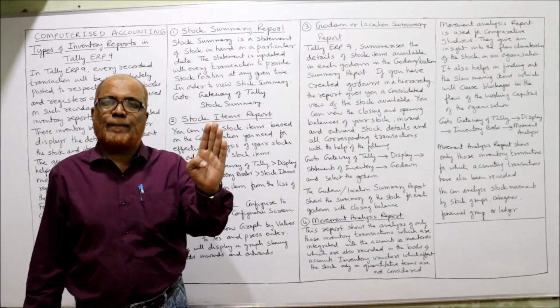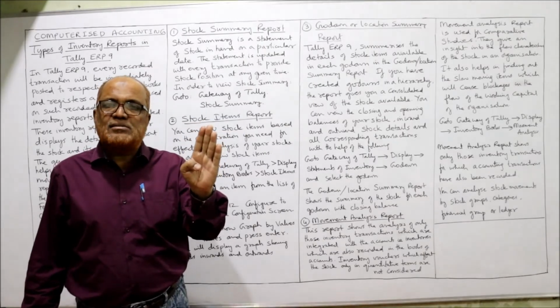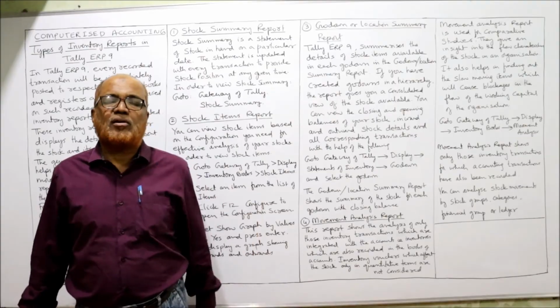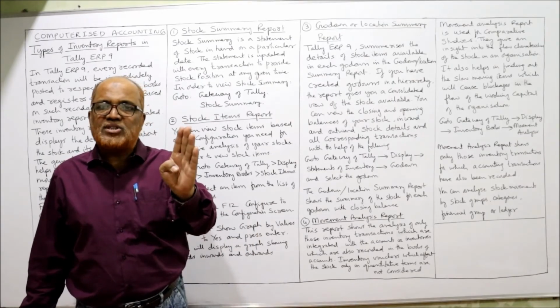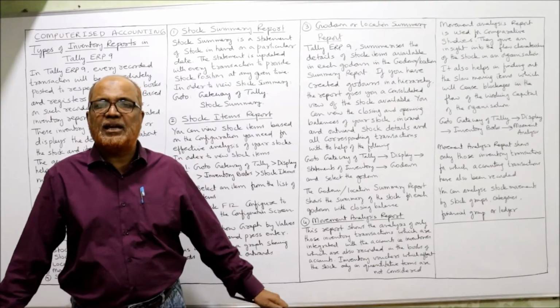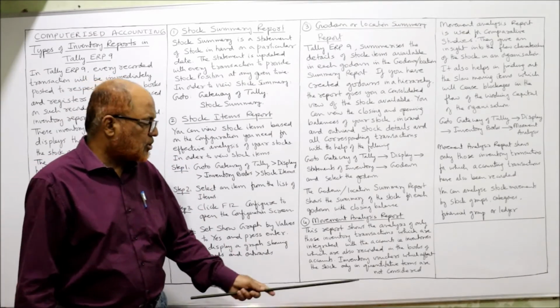Example, a stock voucher is made on which only quantities are recorded, value is not recorded. So this voucher which records only quantity will not be considered in the movement analysis report.